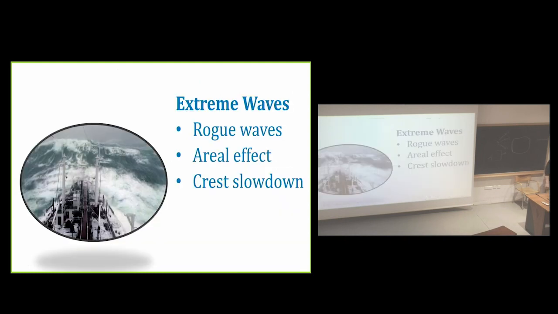So let's go into the first topic: how space-time measurements can be used to interpret extreme waves, with three subtopics: rogue waves, the so-called area effect, and the crest slowdown.